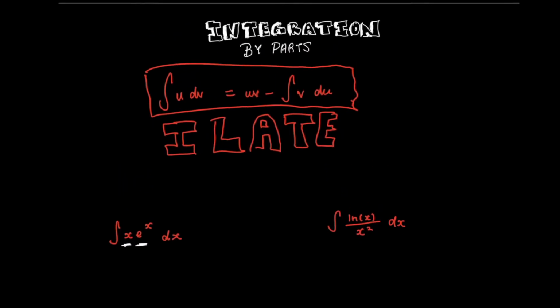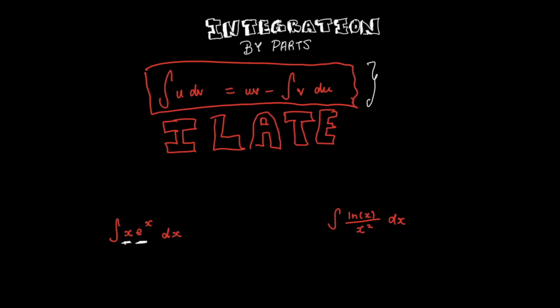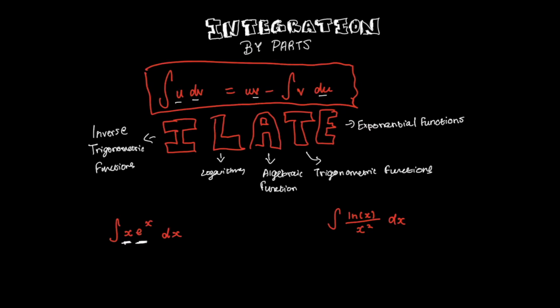Basically there's two things you have to remember. First is this formula. It may not make sense right now. But just remember that there are four variables involved: u, v, dv and du. So these are the four variables we are going to calculate later down the road. And another thing you have to remember is this acronym. So basically what does ILATE stand for?